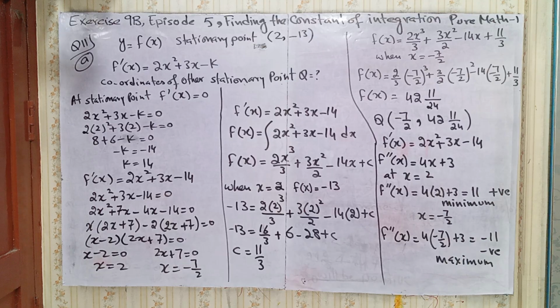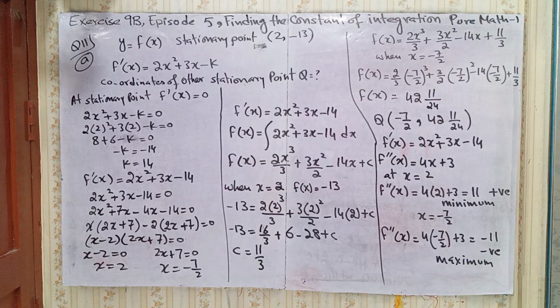Pure Maths 1. This is paper 1 of the AS A Levels Mathematics 9709. We are working on the course book, and in this video, we are working on exercise 9B from that course book. And this is our fifth episode on this exercise. Chapter 9 is all about integration, and exercise B is about finding the constant of integration. In this video, we have started work from question number 11 of exercise 9B.